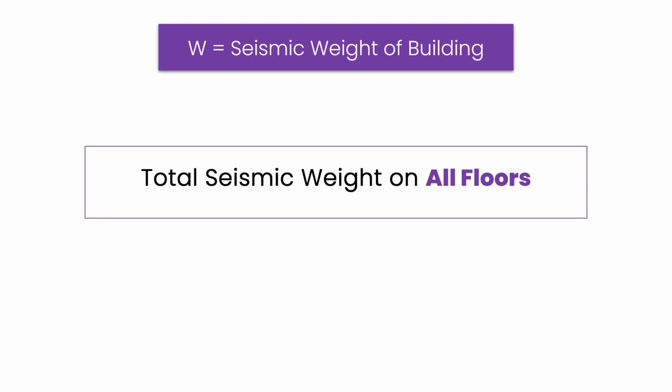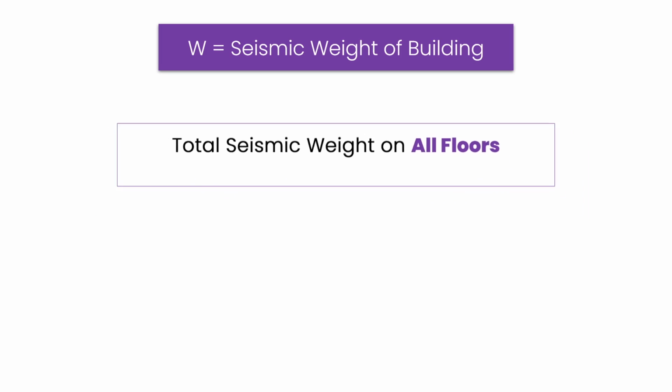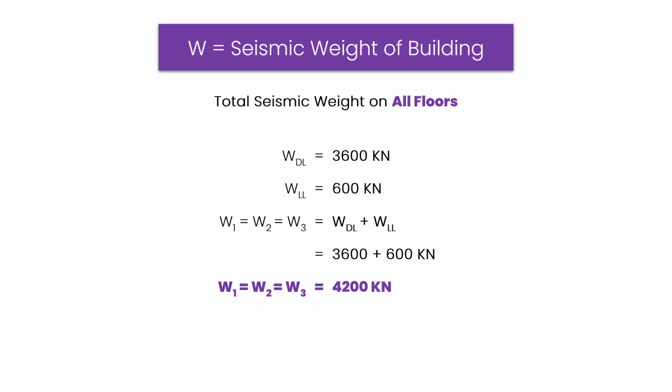With the dead load and live load in our hands, we can easily calculate the total seismic weight on all floors. So the dead load is 3600 kilonewton, the live load is 600 kilonewton. Since W1 is equal to W2, which is equal to W3, we can easily calculate the values by simply adding 3600 and 600. So we get the value of 4200, which is equal on all the floors.